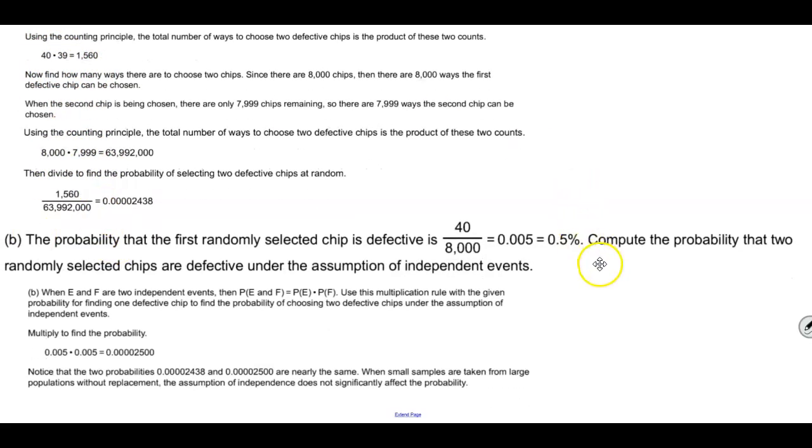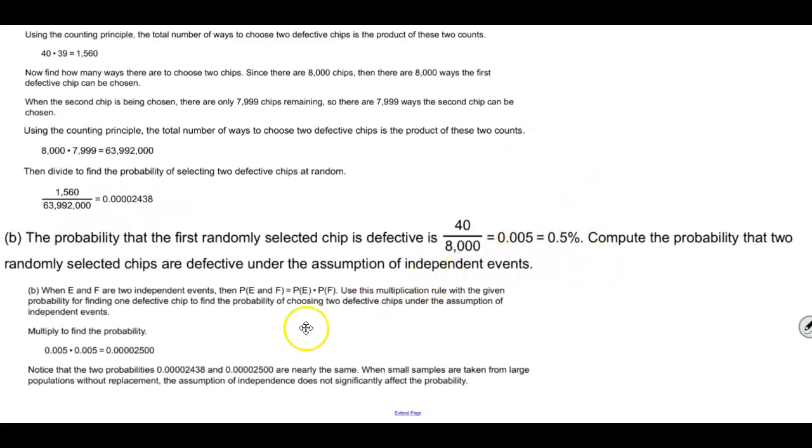You're given what the probability is, which is 0.005. So what we're doing is that we're taking both of these probabilities, since they are independent, and then multiplying them together. So 0.005 is the first probability times the second, which is 0.005, which gives us the result of 0.00002500. Now notice that the two probabilities are nearly the same. When small samples are taken from large populations without replacement, the assumption of independence does not significantly affect the probability.